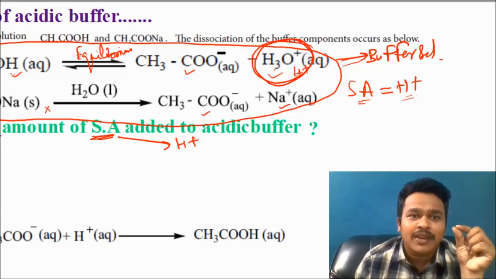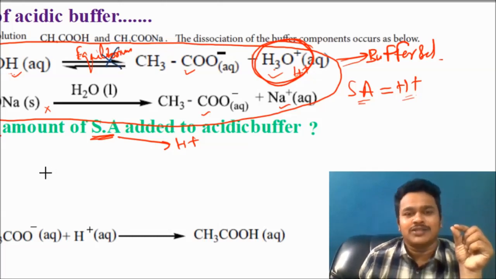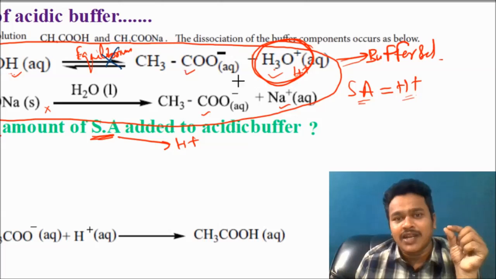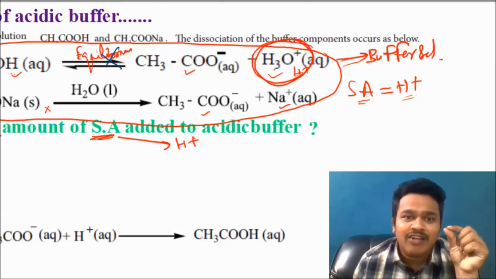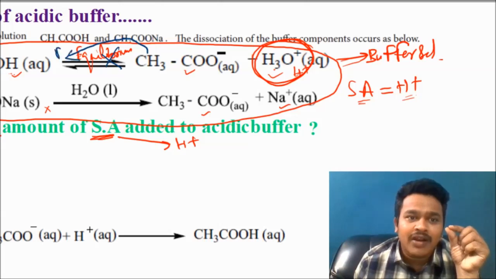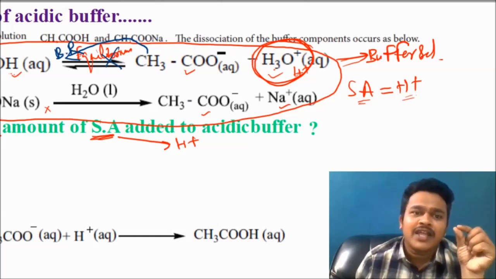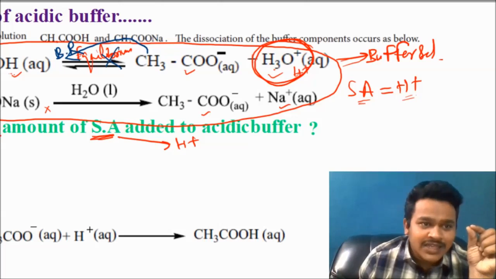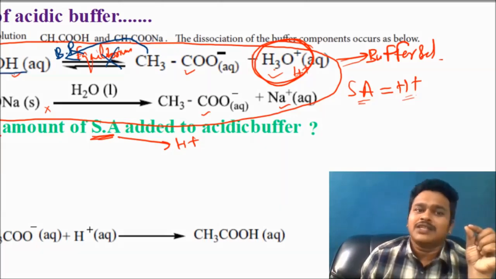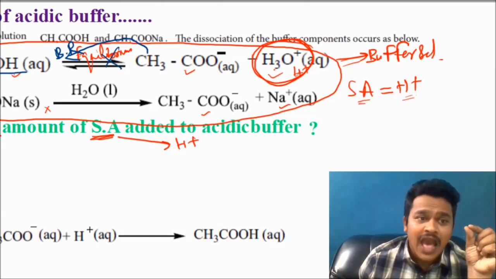Now what happened? This equilibrium state is going to be disturbed. Whenever the product side concentration increases, the system tries to get a new equilibrium. So what will happen? This reaction goes in the backward direction. It is going in the backward direction, which means what is forming? Acetic acid molecules are forming. What type of acetic acid? Unionized.